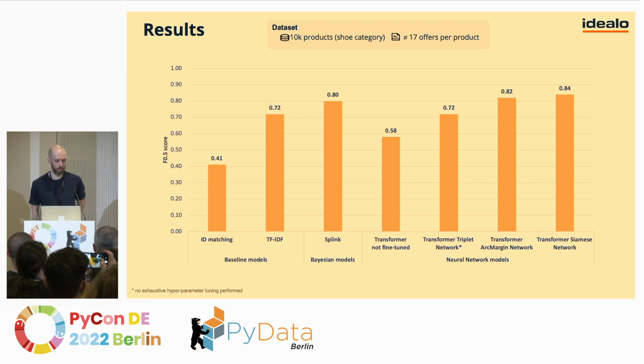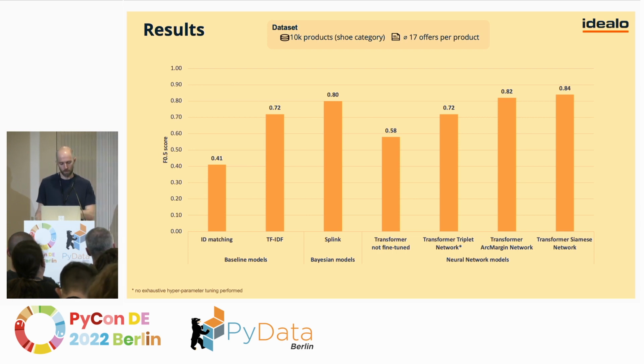You can see on the vertical axis on the left the F0.5 score. This is a score that lies between 0 and 1, and it's weighted towards precision. Usually the F score is the harmonic mean of precision and recall, and we put a higher weight on precision because it was deemed more important for our project to be precise.